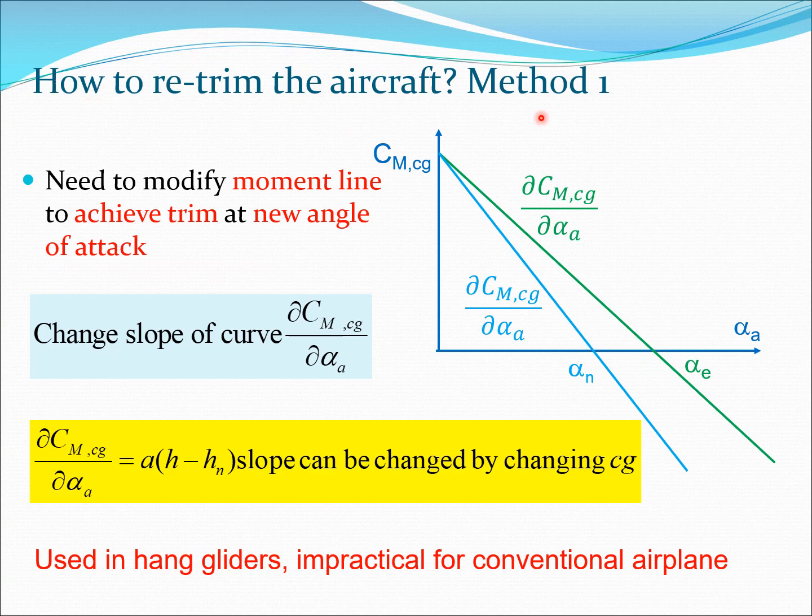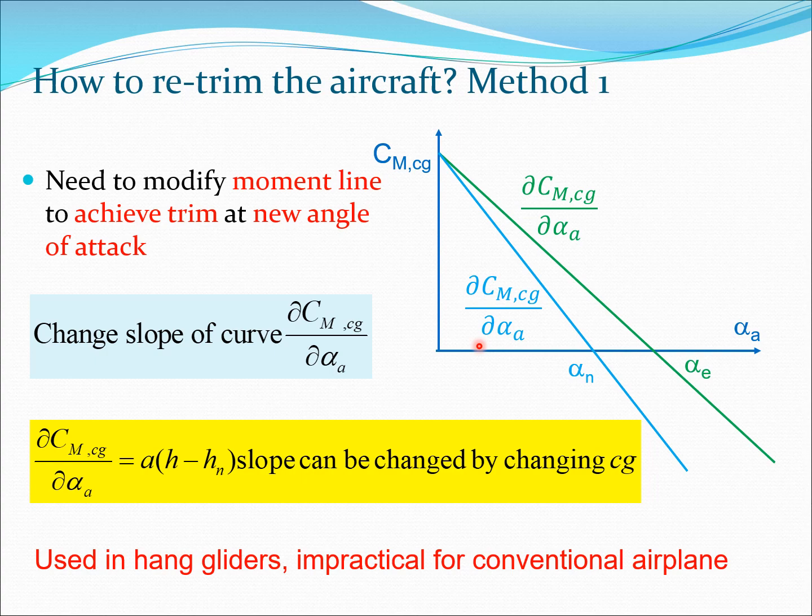So one method which could come to your mind is that if my green line here is the first condition and essentially I have lost the trim condition, it has come to alpha n, I could simply move this line to this blue line here. So this would entail that I am changing the slope of this curve. So in this case the green line becomes the blue line. Therefore the derivative of CMCG with respect to alpha A, which was in green here, is changed slightly and it becomes this line here given in blue.